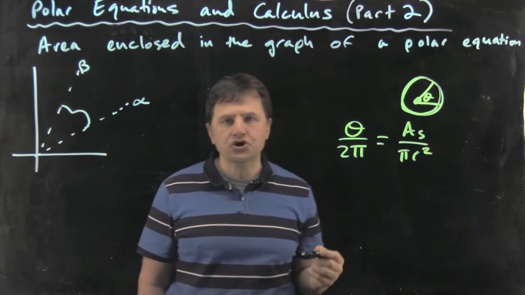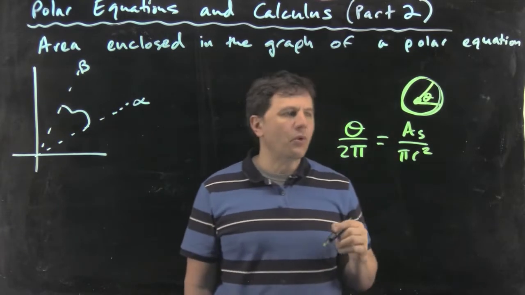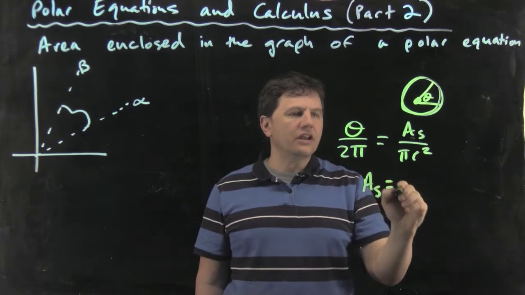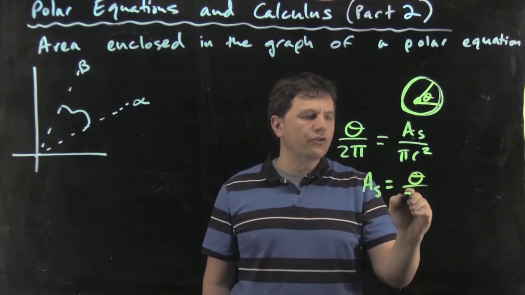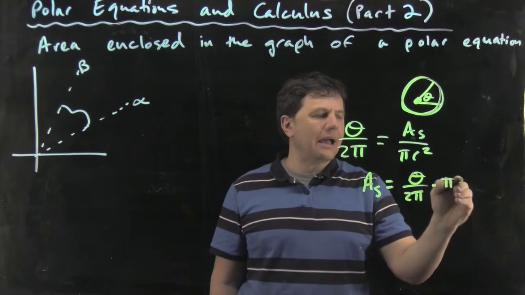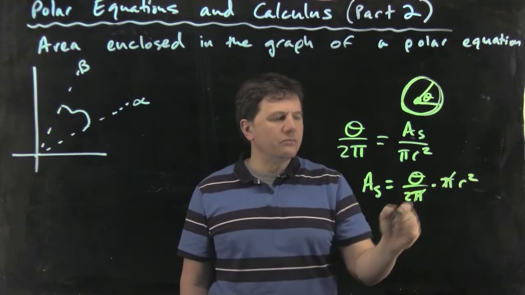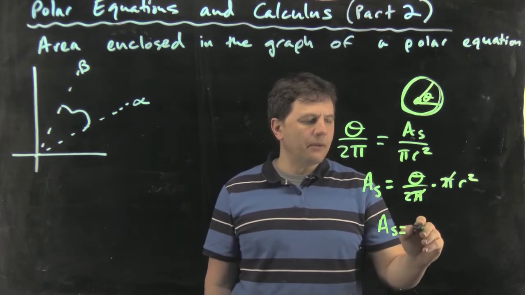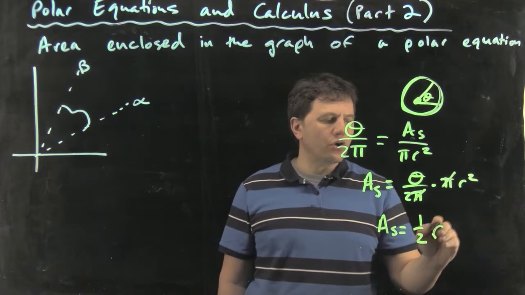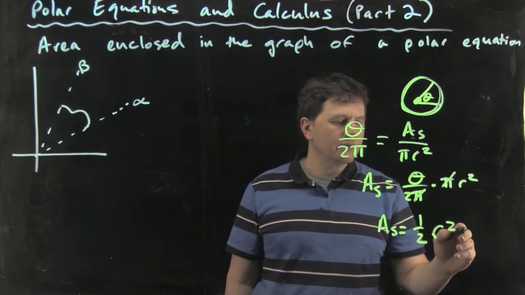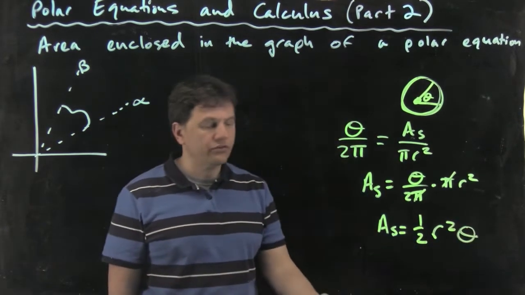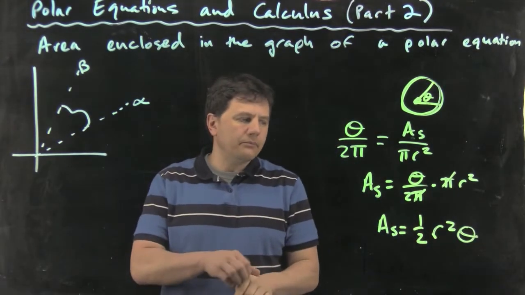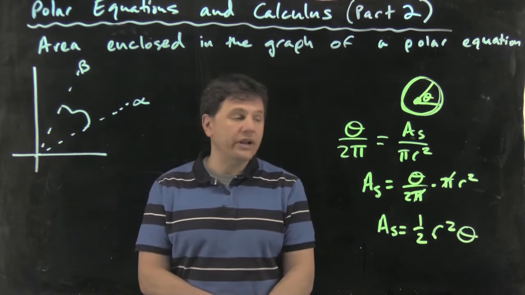So if I set up the proportion, this way we don't have to memorize a formula, and solve for the area of the sector. Area of a sector is going to equal theta over 2 pi times pi r squared, and you'll see these pi's cancel. So what I end up getting for area of a sector is 1/2 r squared theta. Okay, so that's our formula. Like I said, it's quite nice. The formula you dealt with in geometry was not quite as nice.